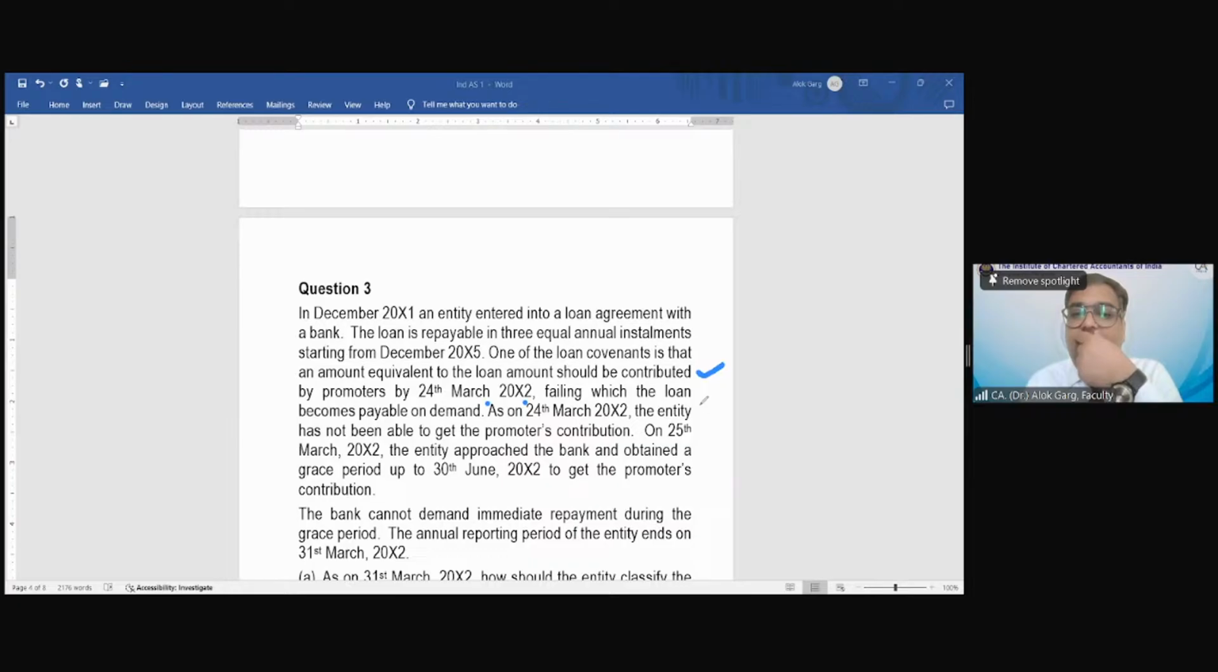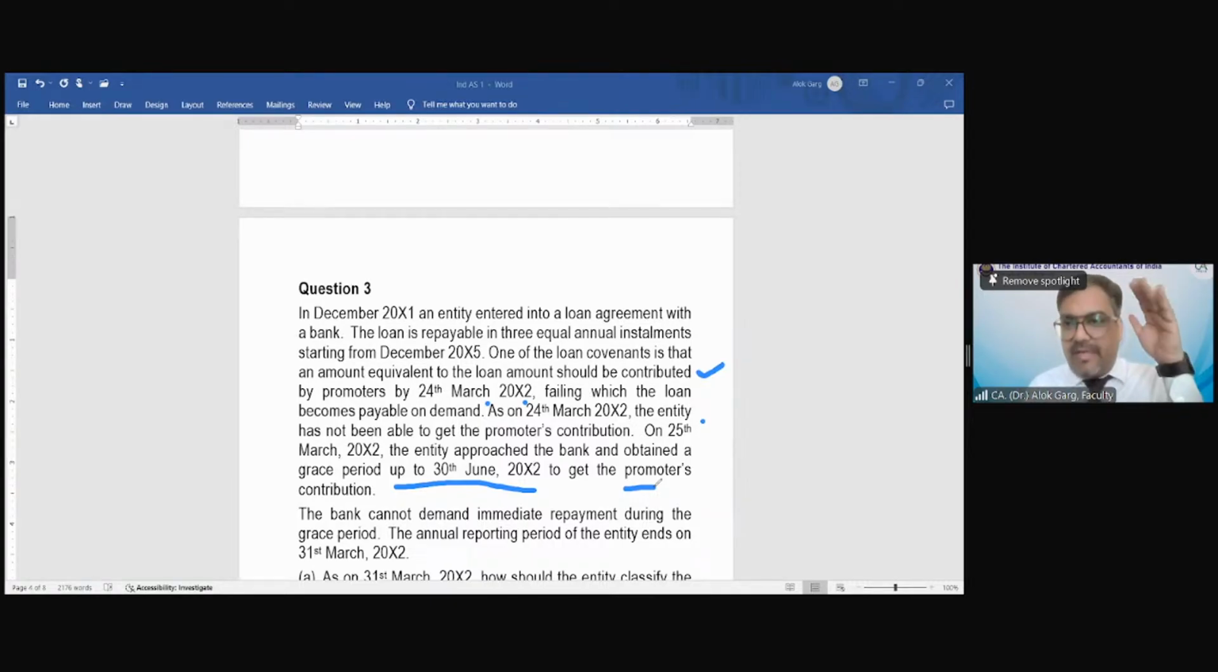As on 24th March 2002, the entity has not been able to get the promoter contribution. So this was the condition. Now this condition has been breached. What happened now? On 25th March 2002, the entity approached the bank and obtained a grace period of up to 30th June 20x2 to get the promoter contribution. Have you understood the facts of the case so far?